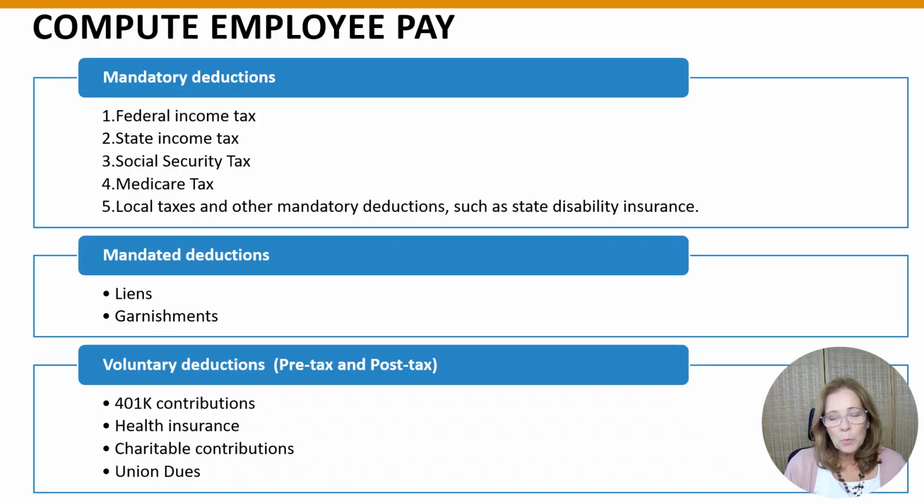Net pay is the amount the employee receives after all deductions are subtracted. It is also known as take-home pay. It is the amount of the check or the direct deposit that you see in your bank account.